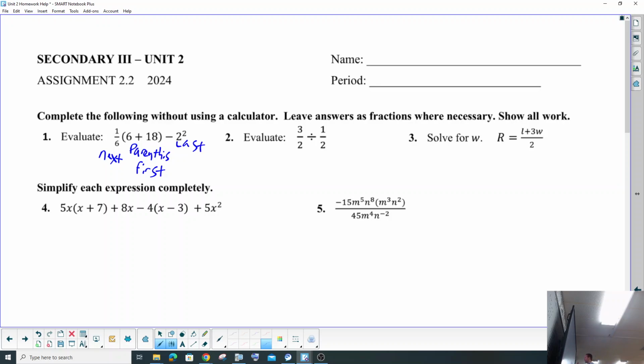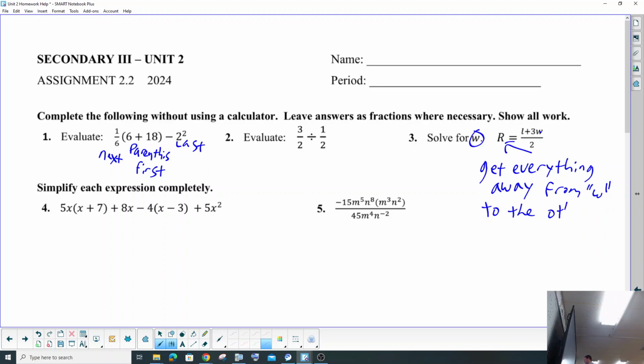Don't forget, how do we solve for W? So that means you want to get the 2 to the other side. So get everything away from W to the other side. And then you've solved for W. So go ahead and solve for W, get everything to the other side. Get the 2 to the other side, and then we probably have to then get the L to the other side, and then divide by 3.